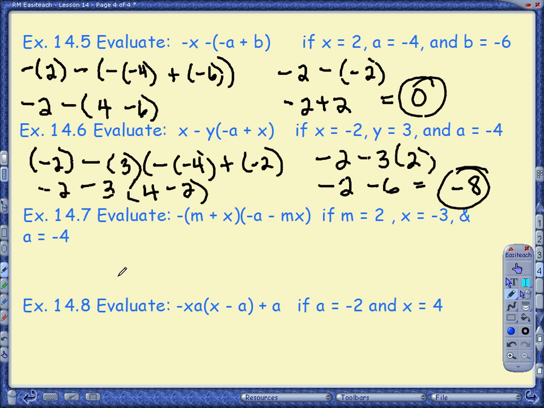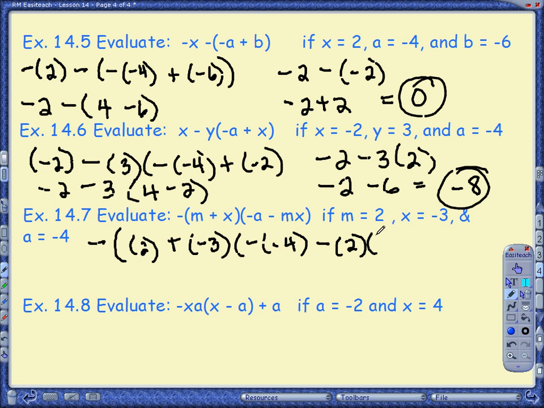And now more parentheses and more negative signs and negative values given to the variables. Okay, here's my big parentheses. I have m. M is equal to 2. And I have x. X is equal to negative 3. And then I have the opposite of a. That a is negative 4. And I have minus m. M is 2. Put 2 in a small parentheses, and times x is negative 3.